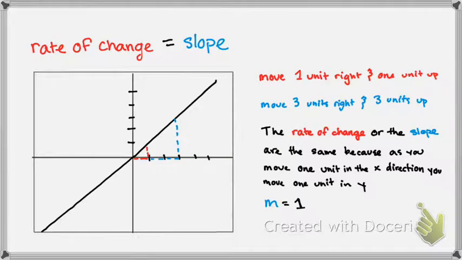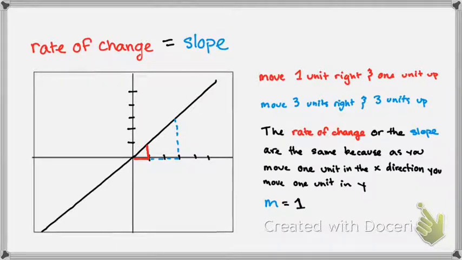Before we can get into that, we need to discuss the slope of a graph. The rate of change and the slope are the same thing, okay? Points on a straight line will always have the same slope because the rate of change is constant.